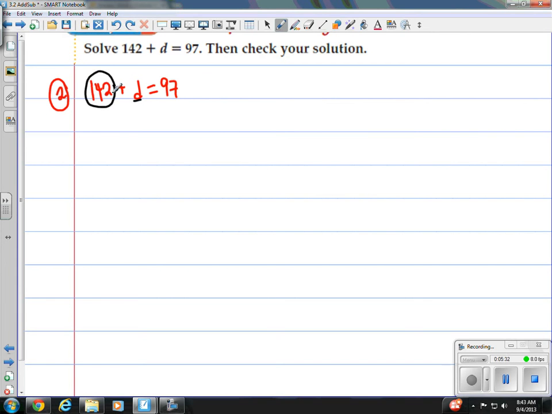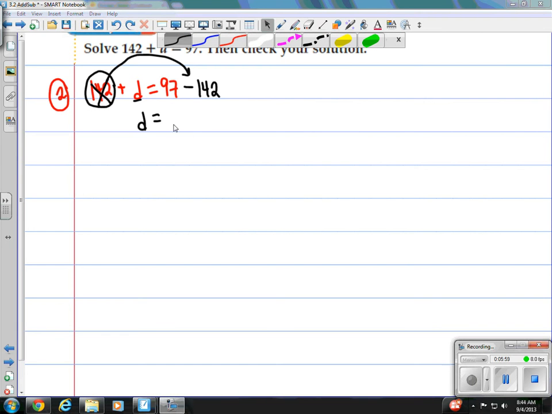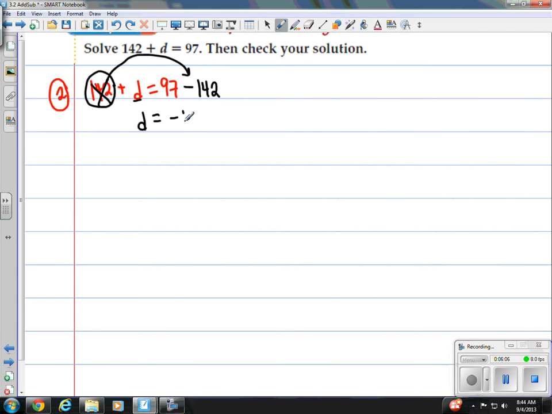Now if he's positive on the left side, and I take him over here to the right, he's going to be a minus 142. So he disappears, and my d equals 97 minus 142, which is a negative 55. I'm sorry, it's a negative 45. It's off there. So d equals a negative 45. So I have my d, he's all isolated, and now we do the check.